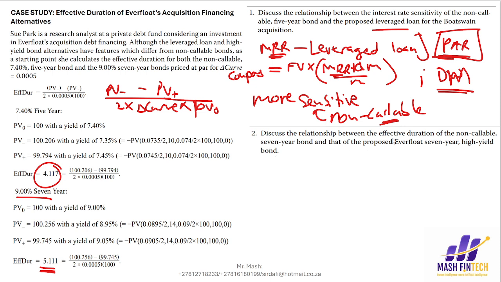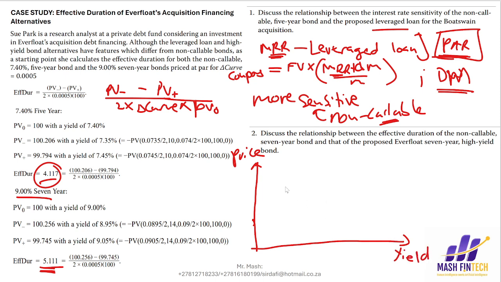Discuss the relationship between the effective duration of the non-callable 7-year bond and that of the proposed Everfloat 7-year high yield bond. So I want to compare these effective durations. If we look at this, this is something that we showed earlier, where there's a price here, and this was our yield.